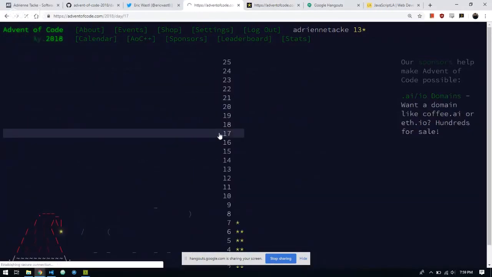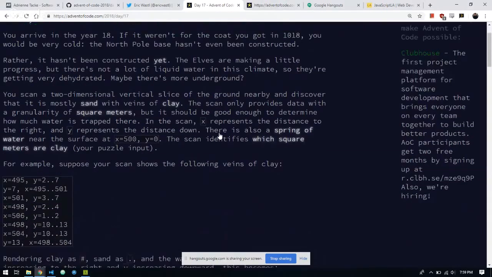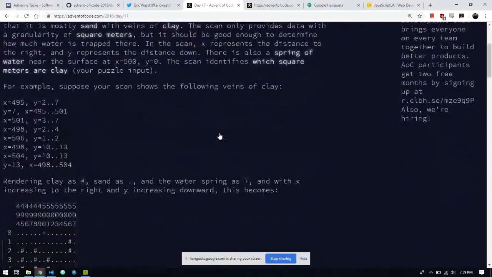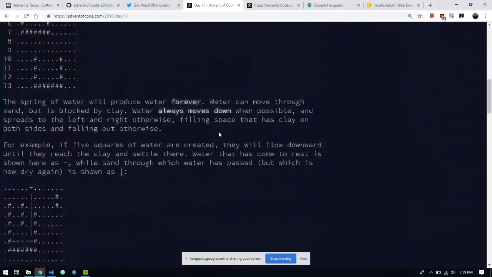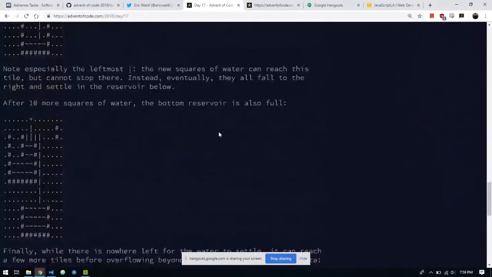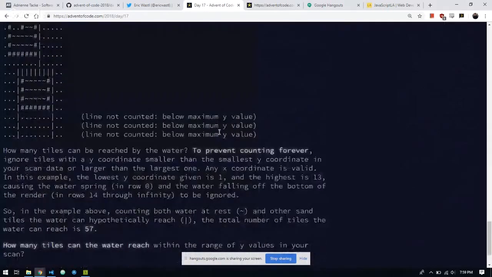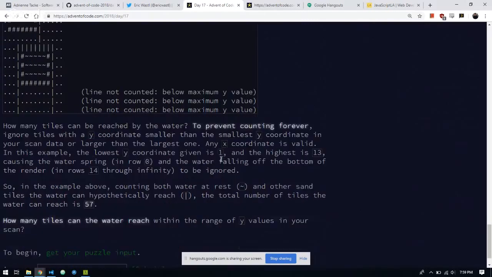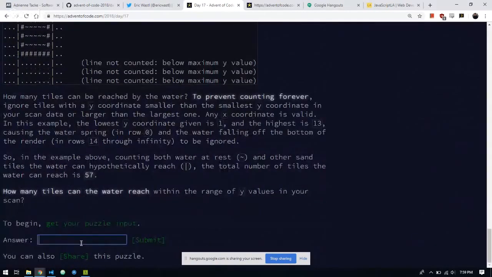So, day 17. So yeah, I'm already worried looking at this. I don't know. So see, all of this is just building the story of what you have to do, and this is your puzzle. So this is what it looks like. So before you solve it, you would get your puzzle input, and this is where you would get your answer.